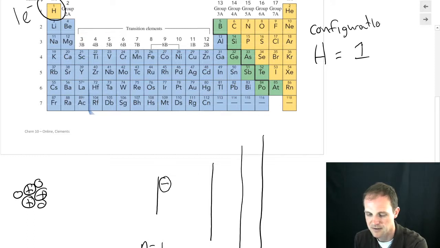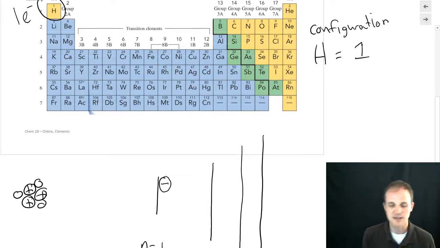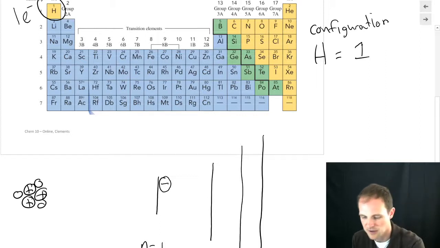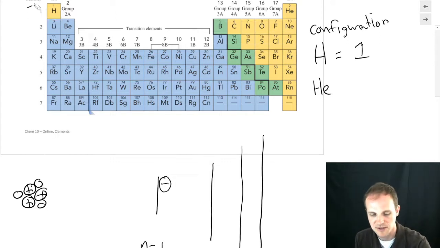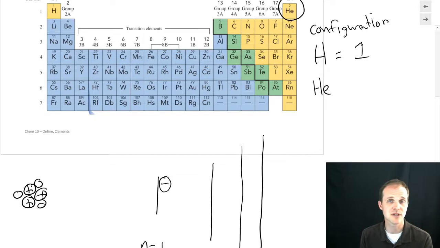Not very exciting. All righty. So let's move on to helium. Helium has how many electrons? Well, if we look at helium, it's right here on the periodic table. It's number 2. It's got 2 protons, which means it also has 2 electrons.